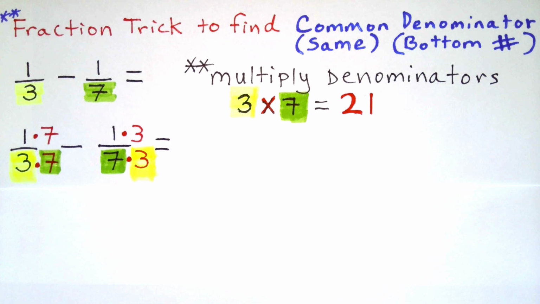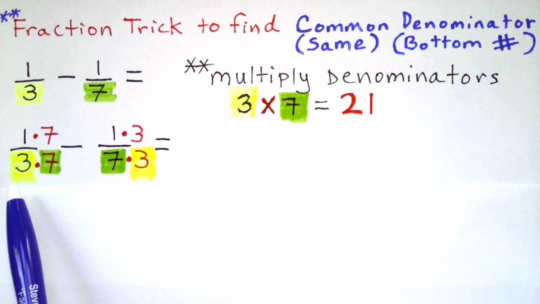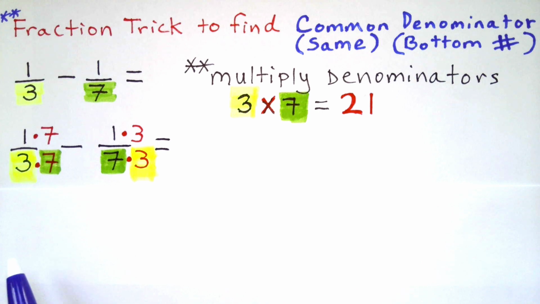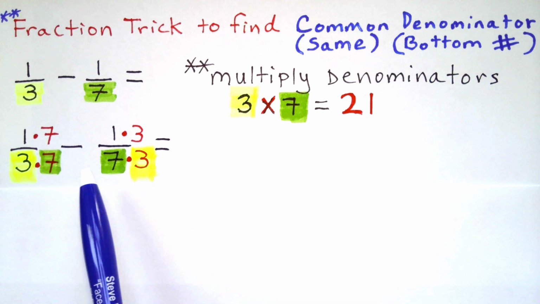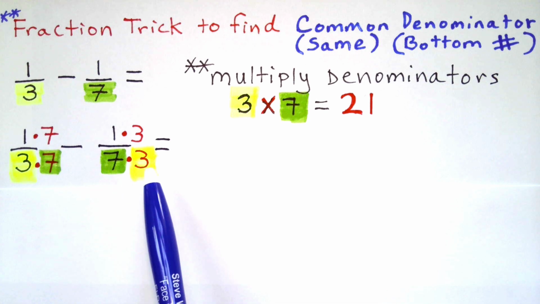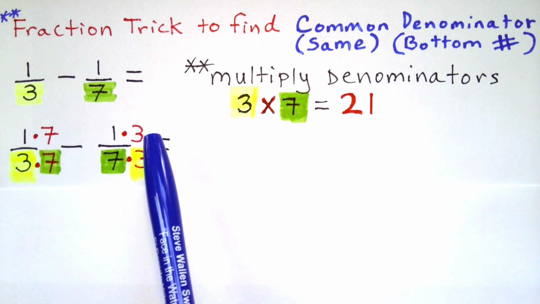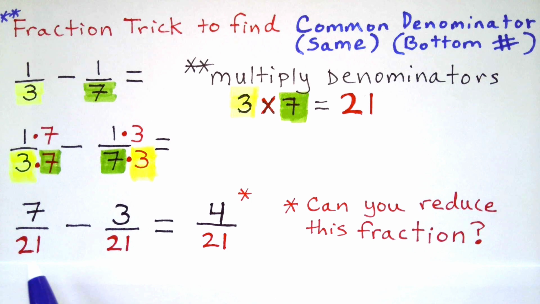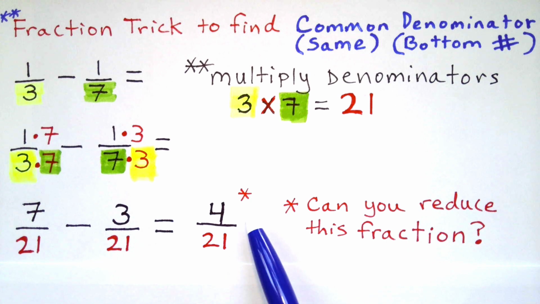Since I multiplied 7 times 3 to get 21, what I do to the bottom, I gotta do to the top. I'll multiply 7 times 1. And since I multiplied 3 times 7 to get 21, what I do to the bottom, I gotta do to the top. I'll multiply 1 times 3. Okay, so that gave me a common denominator, 21. It stays 21 throughout the problem, including the answer. 7 minus 3 equals 4. My answer is 4 over 21. Can you reduce this fraction? No, we just talked about how you cannot. This is already in reduced form.